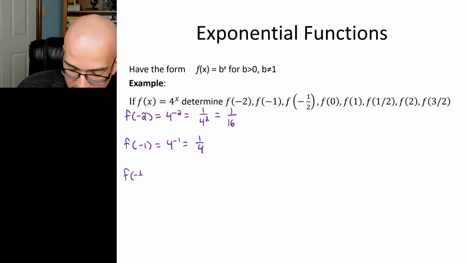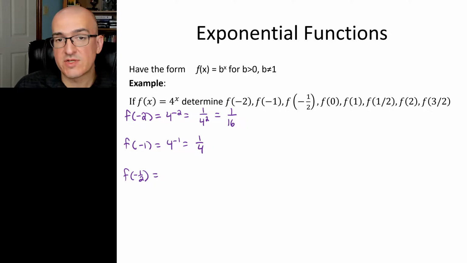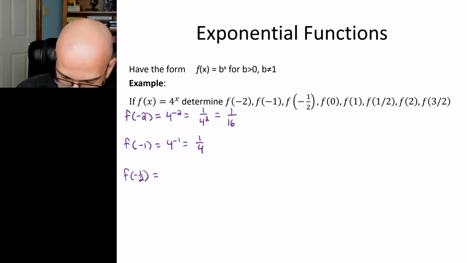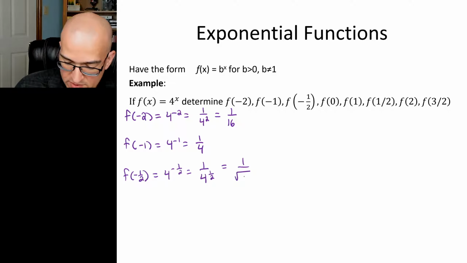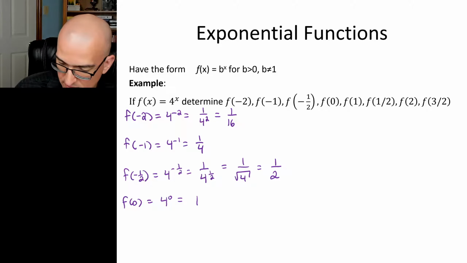F of -1/2. This is a tougher one. First thing is we deal with the negative part of the exponent. So I'm going to make this 1 over 4 to the positive 1/2. And then positive 1/2 means square root. So 1 over the square root of 4. And the square root of 4 is 2. Okay, now I'll move to f of 0. F of 0 is 4 to the 0, which is 1. And f of 1, which is 4 to the power of 1, which is 4.